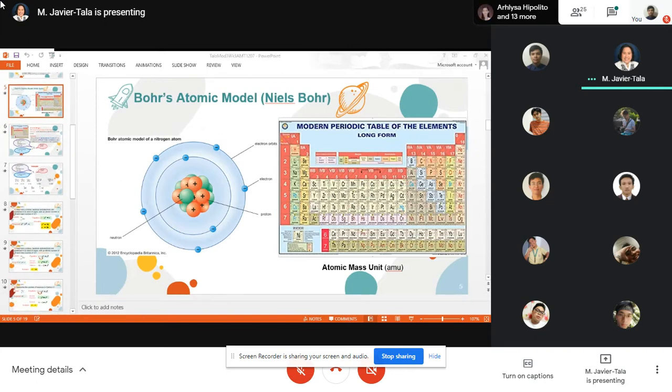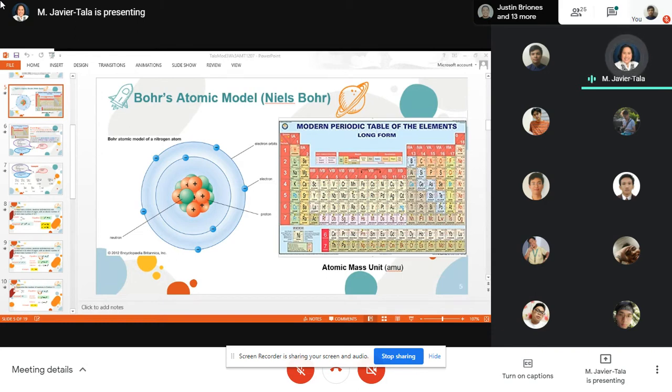So what we follow when we do electronic configuration will be the atomic model of Niels Bohr. It is the planetary model where your nucleus, which is composed of neutrons and protons, is surrounded by electrons that are in orbits. And electrons are fast-moving subatomic particles.